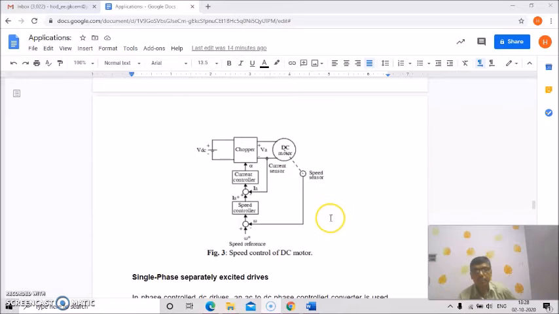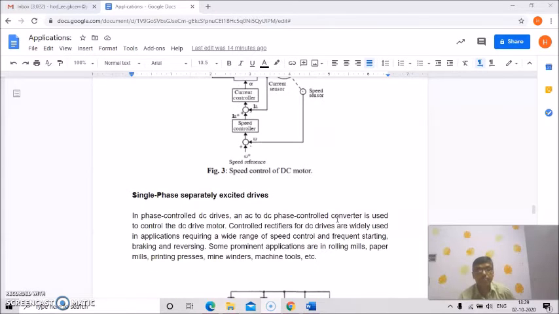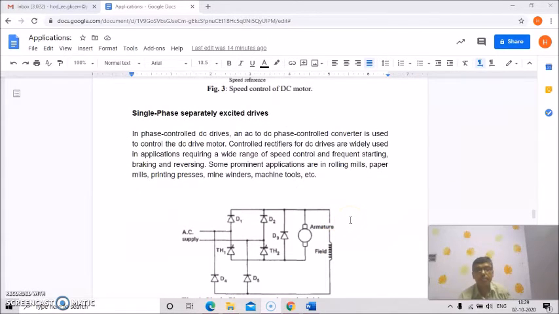So one after another we will discuss this speed control mechanism with the help of power electronics applications. Now first of all we will discuss the single phase separately excited drives. So this is actually the phase control DC drives application. In phase control DC drives, an AC to DC phase control converter is used. This is the AC supply, and this is the output DC. This is the freewheeling diode, for protection purposes.